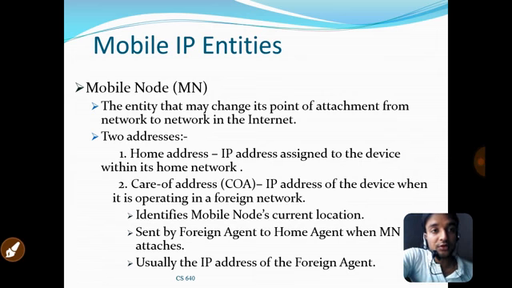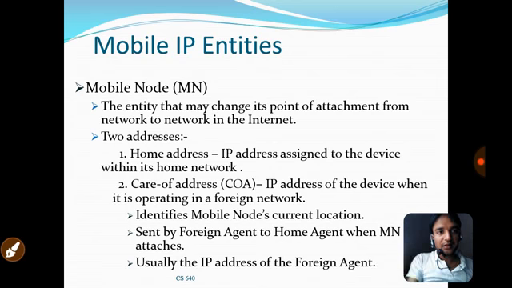So I told you that in a home network there will be a fixed IP given to you. So that is called the home address. And the second one is care of address. The IP address of the device when it's operating in a foreign network is called care of address. It identifies the mobile node's current location, sent by foreign agent to home agent when MN attaches, usually the IP address of the foreign agent.